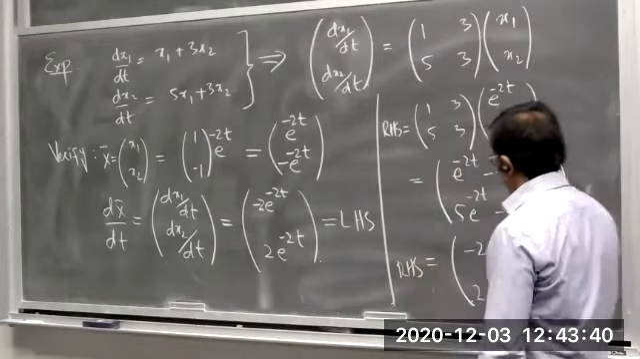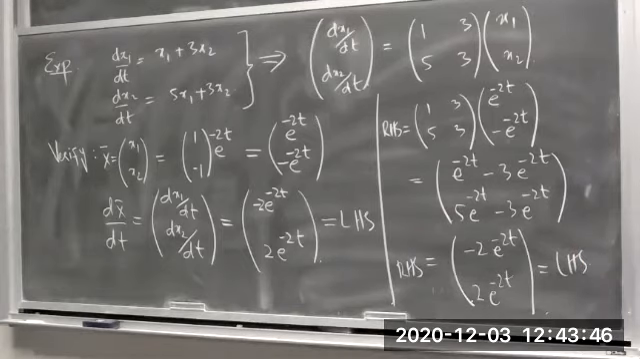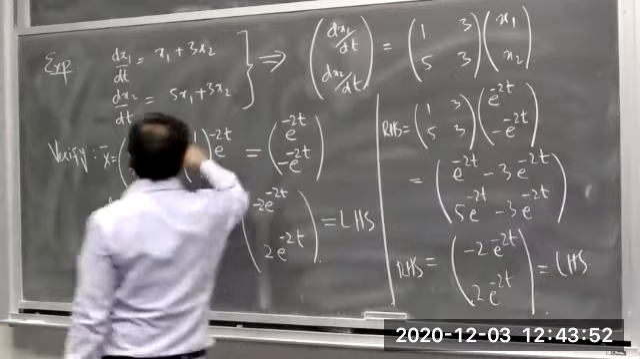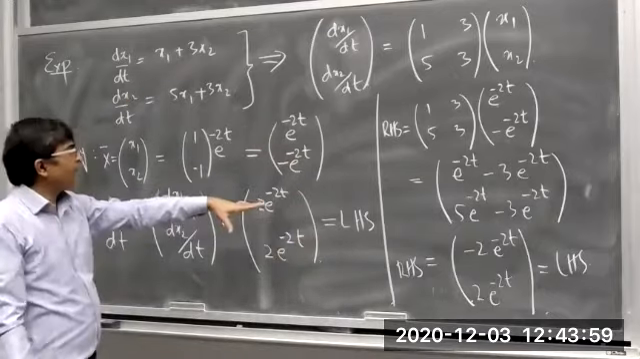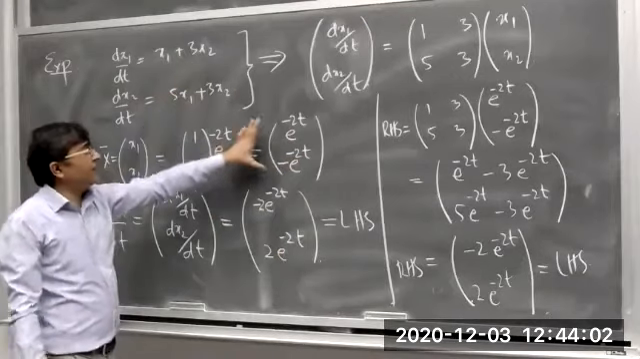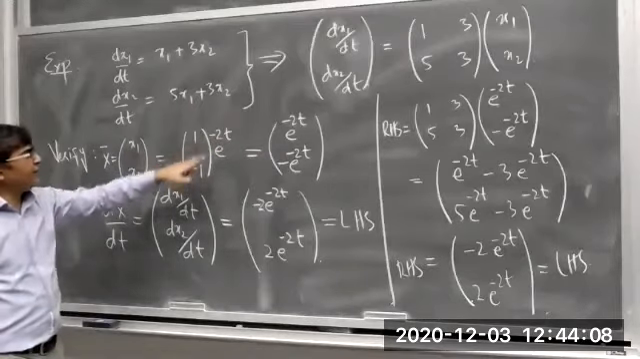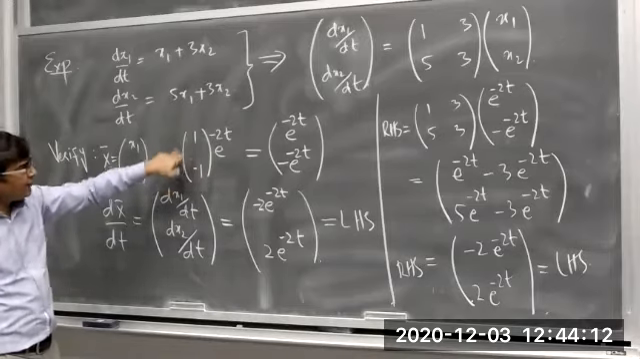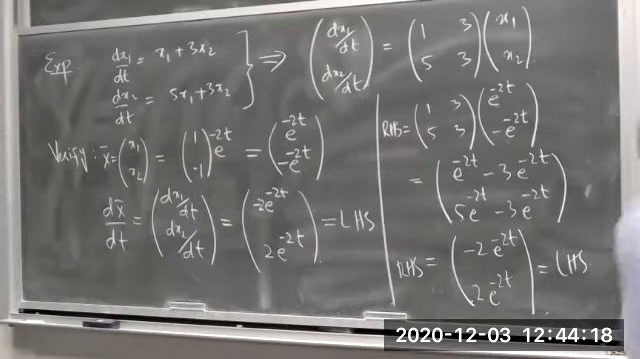You can see that this right hand side is equal to the left hand side. So this is the solution of this system. Both equations should be satisfied. So the solution of the system is actually a vector, and we can write this solution in this form: a constant vector, a vector which contains constant entries, times some function of t. So this is how we can verify whether a given vector is a solution of a first order system or not.